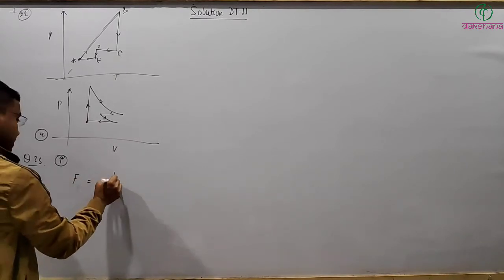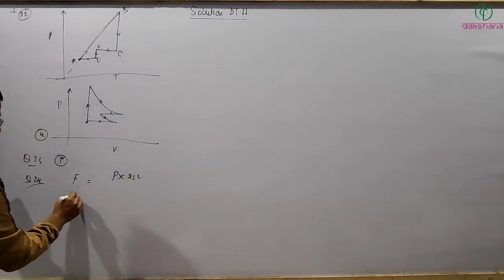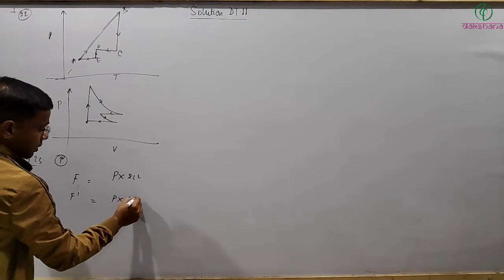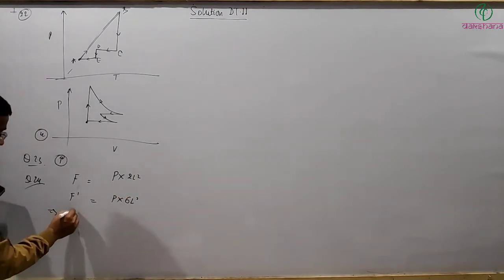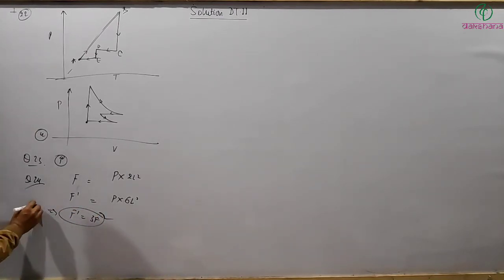So on ABCD, let's say pressure is P, then I can write force F1 is equal to pressure multiplied by area, which is equal to how much, 2L square. Next let's say F prime, and this is equal to pressure, same, area is 6L square because 3L multiplied by 2L, so this implies F prime is equal to what? 3F, 3 times of force. That is matching with option number 3.